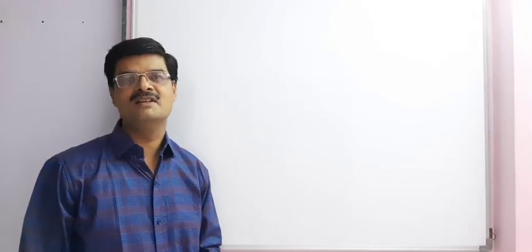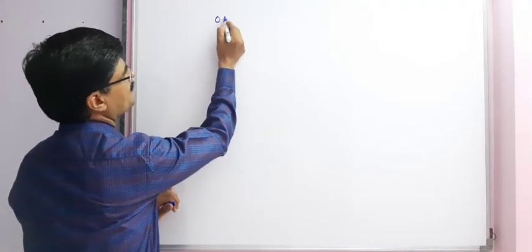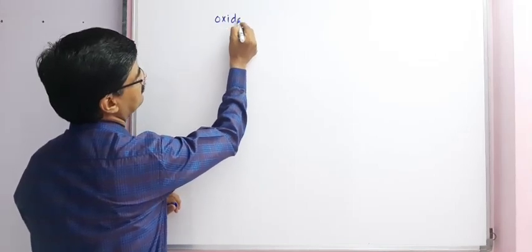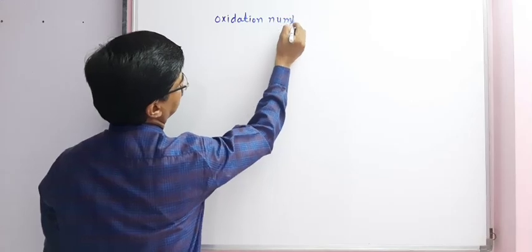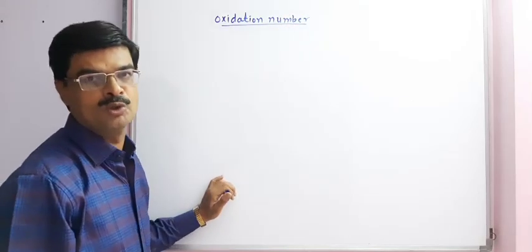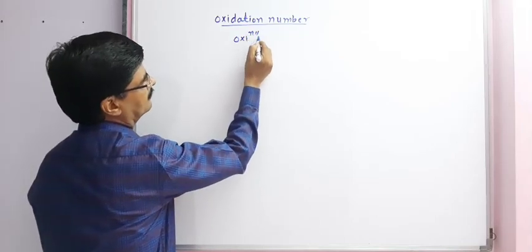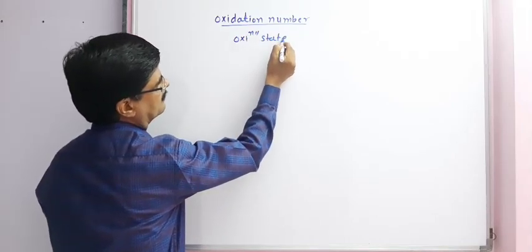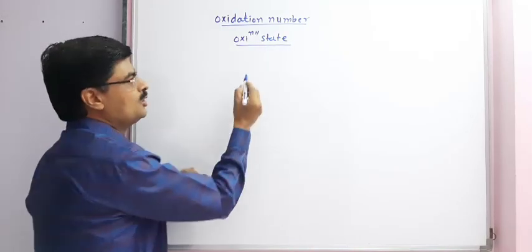In this session, we will study oxidation number. Oxidation number is also known as oxidation state. First, we understand the case of hydrogen chloride.